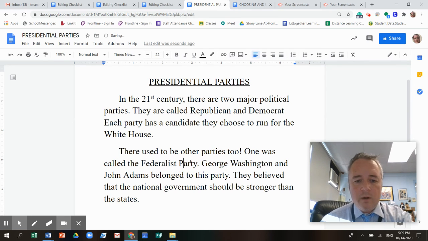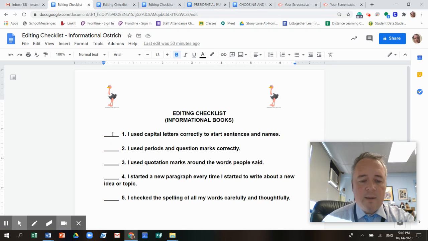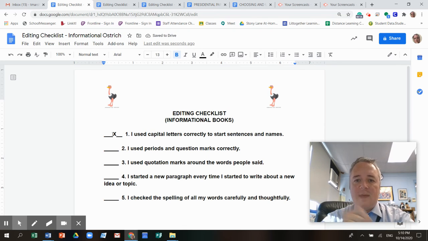Party. Here we go. George Washington and John Adams belonged to this party. The start of my sentence was capital. And the names George, Washington, John, Adams. Good, it's all capital. They believe that the national government should be stronger than the states. I started with a capital, and there's no more names. So I'm going to go to my checklist, and I'm going to put an X there to show that I really carefully checked that out.